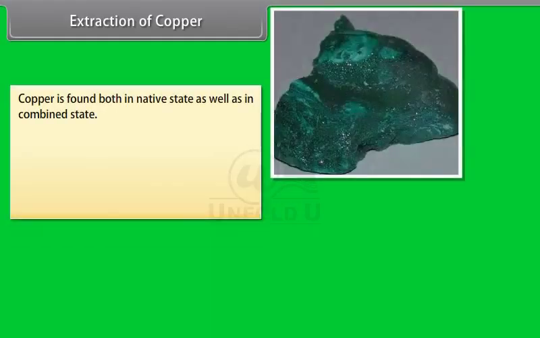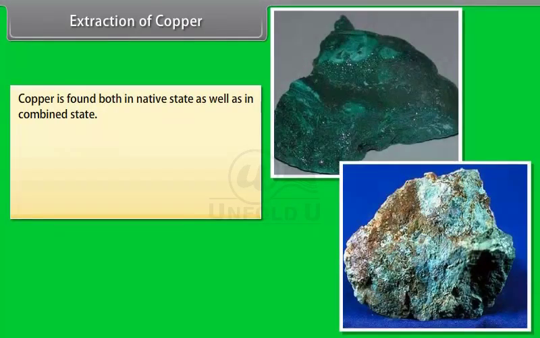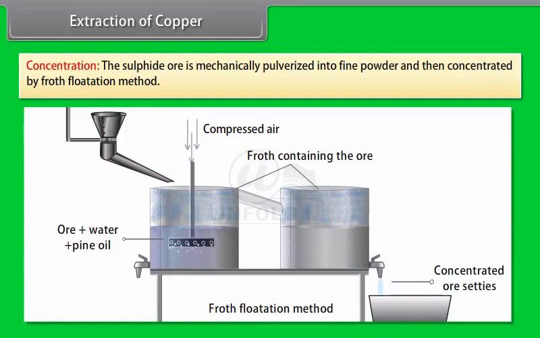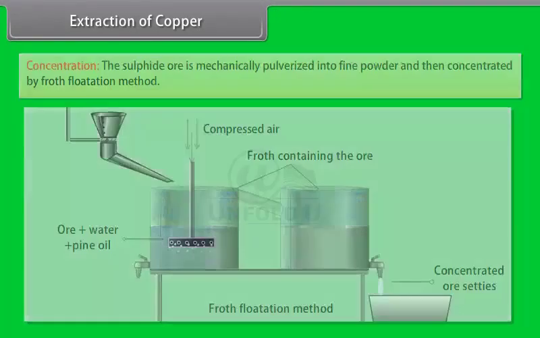Extraction of copper. Copper is found both in native state as well as in combined state. The main occurrence of copper is as sulfides, oxides, and carbonates. The important steps involved in the extraction of copper are: Concentration. The sulfide ore is mechanically pulverized into fine powder and then concentrated by the froth flotation method.